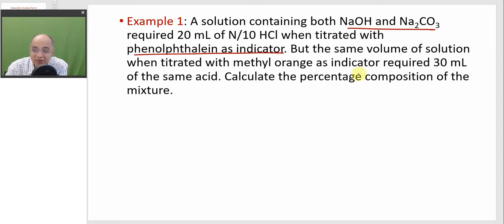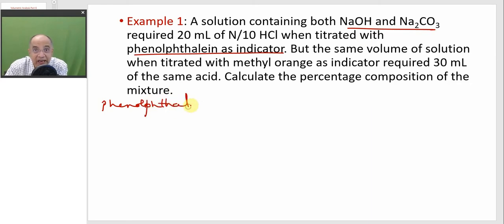It is double titration. But the phrase "the same volume of solution when titrated" is not indicating that you further added methyl orange to it and further titrated. You will get, in the next example, an indication that it is a single titration experiment, not a double one. So let us write down phenolphthalein. It doesn't matter whether phenolphthalein is used first or second, because you have to do it 2 times.